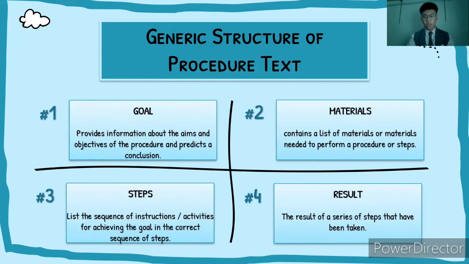Contains a list of materials needed to perform a procedure or steps. The third is steps. List the sequence of instructions or activities to achieve the goal in the correct sequence of steps. And the last is result. The result of a series of steps that have been taken.